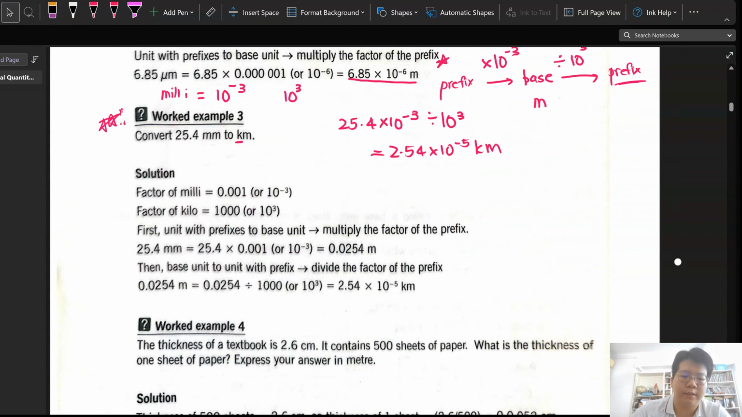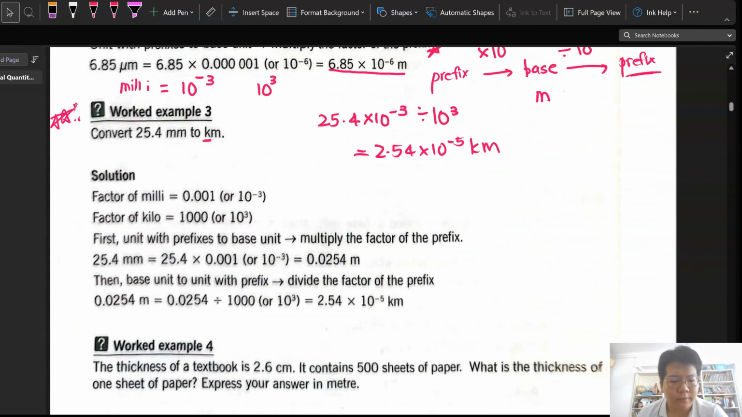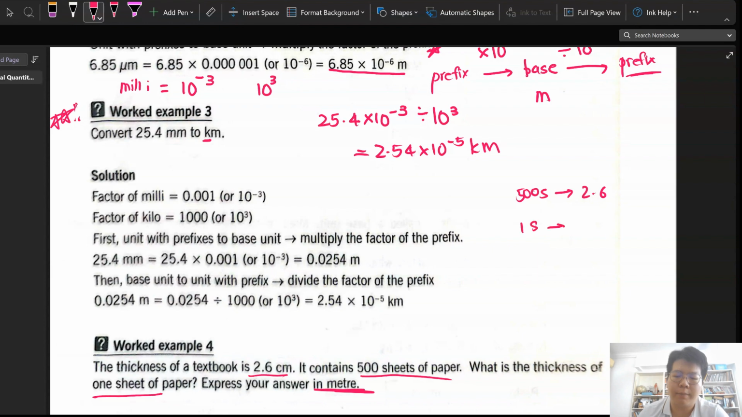Okay, now let's look at example 4. The question told us that the thickness of the textbook is 2.6 cm and it contains 500 sheets of paper. They're asking what is the thickness of one sheet of paper. Take note that they want us to convert it into meters. If you know that 2.6 cm is 500 sheets of paper, this is quite simple. What you can do is find out what one sheet of paper is in terms of cm. It is basically 2.6 divided by 500.